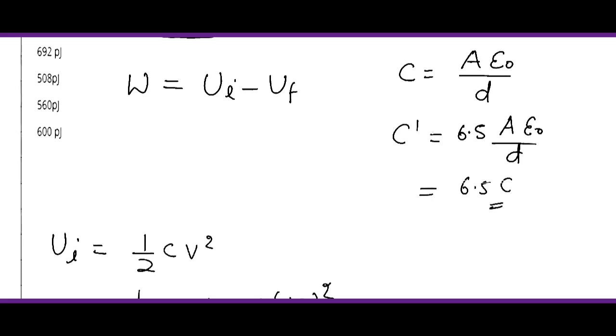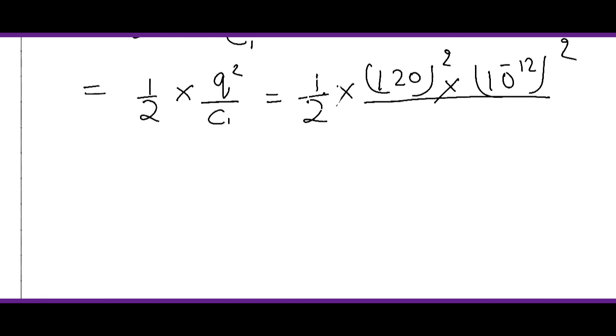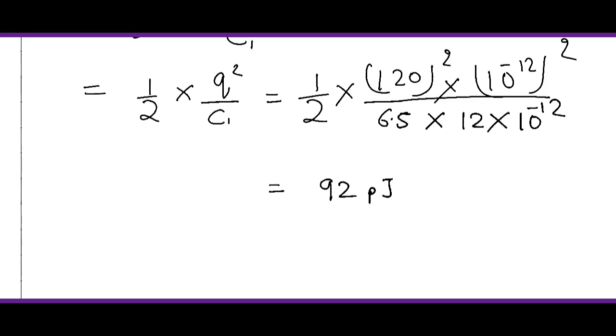okay, let's write this one. C dash will be 6.5 times C, and that is 12 picofarad, and if we write in farad this will be 10 to the power minus 12. So if we solve this we will get 92 picojoule.